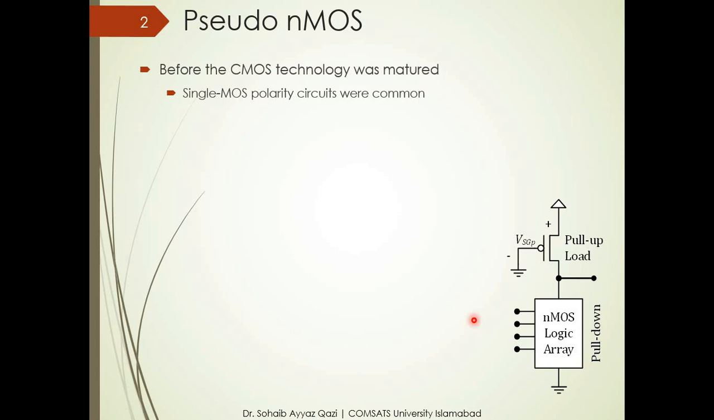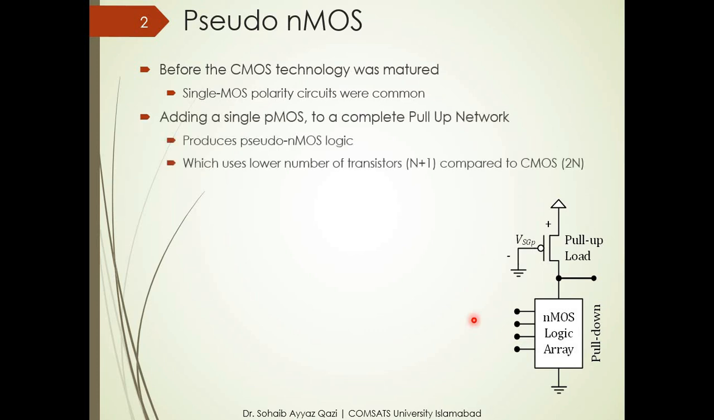Before the CMOS technology matured, single MOS polarity circuits were common. They only used MOS like PMOS and nMOS in pull-up and pull-down networks to design the whole logic. But after the technique matured, there were different options available where we can design these circuits. The first option was this pseudo nMOS technique.